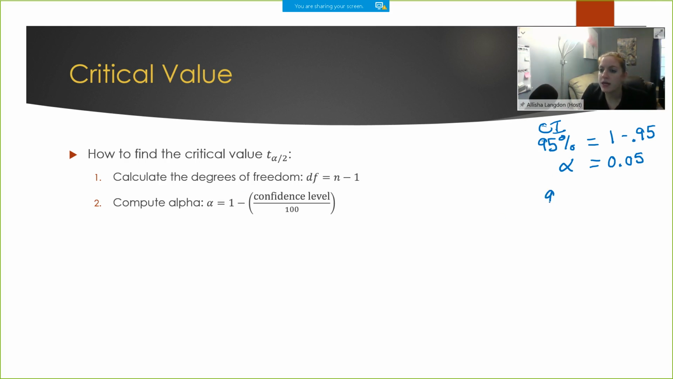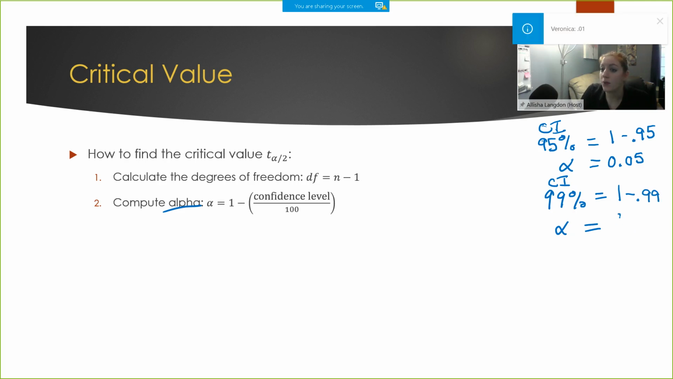Okay, how about a 99% confidence interval? Does anybody think they know what the alpha would be? Oh, I didn't mention this: this looks like an A, kind of like a fishy. Well, a fishy, that's alpha. So that's alpha. If our confidence interval is 99%, we would take 1 minus 0.99. So that would mean our alpha is 0.01.